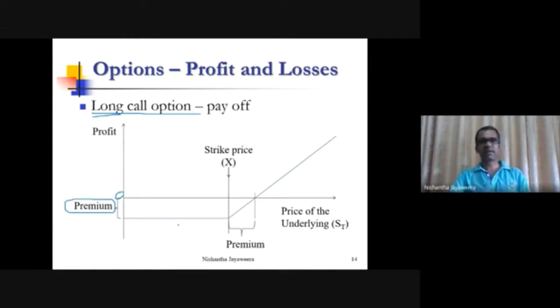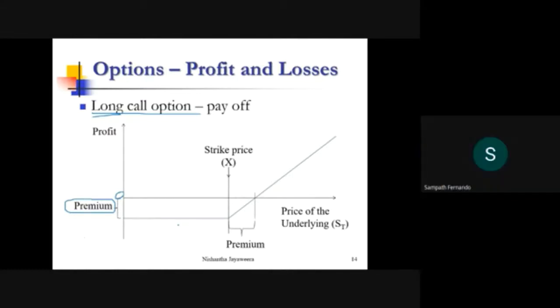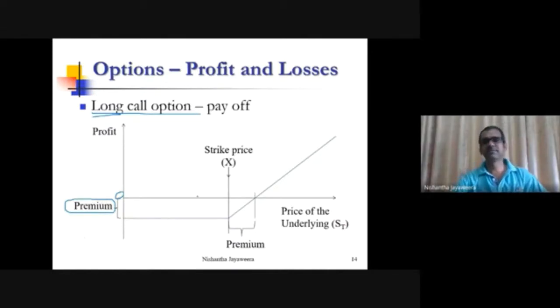What is the maximum gain? For the maximum profit? It's unlimited. So why? In this area you can see profit. Whenever the spot price increases, profit increases. There's no limit.